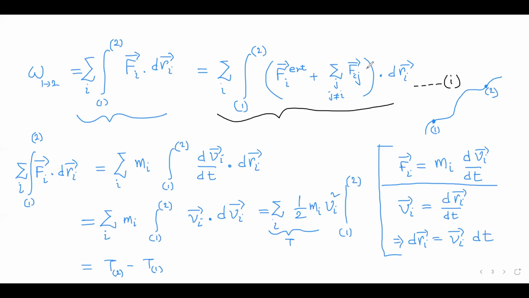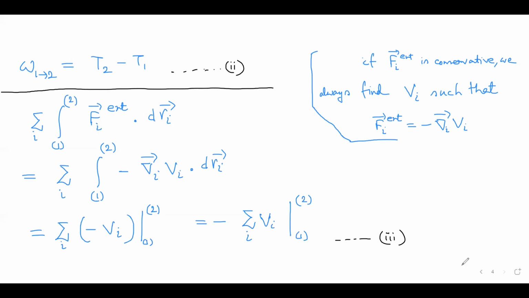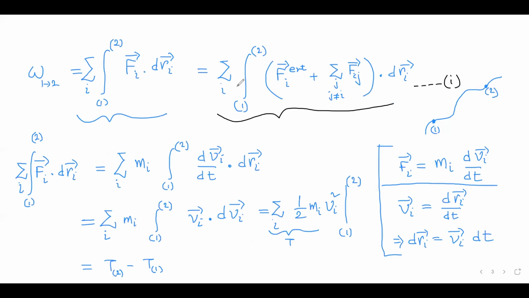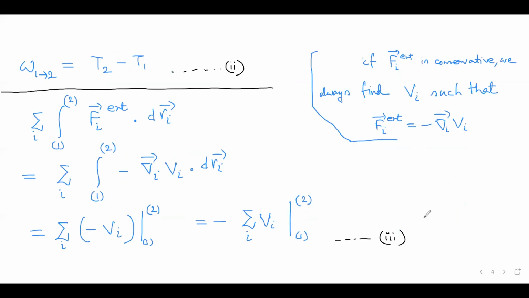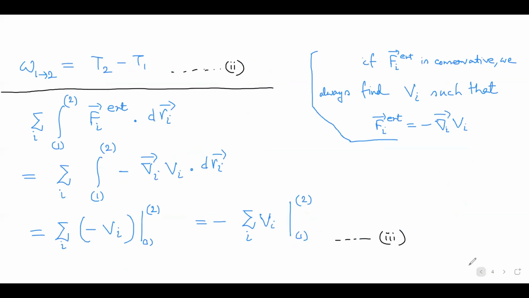And now what about this Fij term? So the last term is the sum over i. Let's look at this term again. Sum over i, then sum over j. I can put the integration after that, that is not a problem. i not equal to j, integration from point 1 to 2, Fij dot dri.